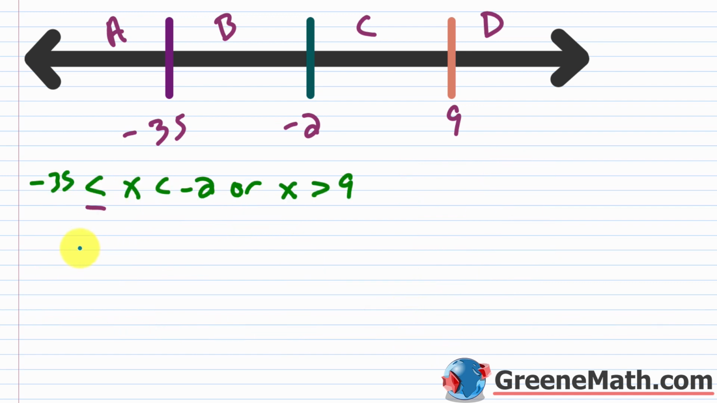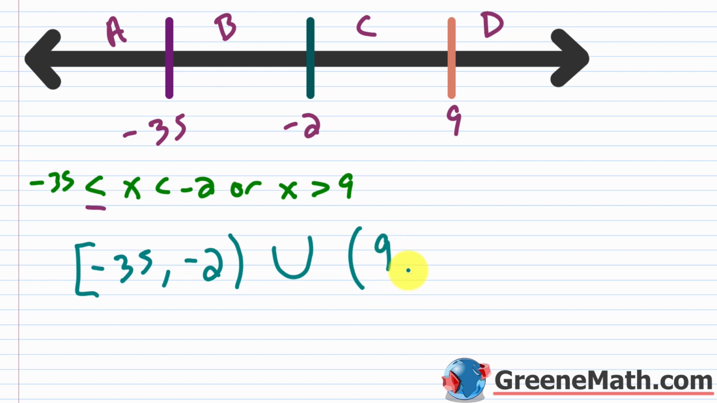Okay, so in interval notation, I'm going to put a bracket here next to negative 35. And this goes up to but excludes negative 2. So you want a parenthesis there because, again, negative 2 would be excluded from the domain. And then the union with anything that's greater than 9. So, again, 9 is not included. That's excluded from the domain. And this goes out to positive infinity.